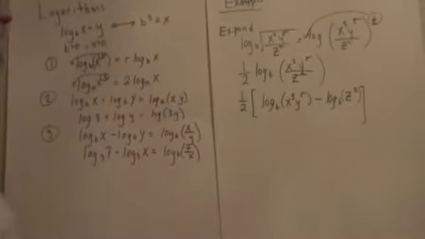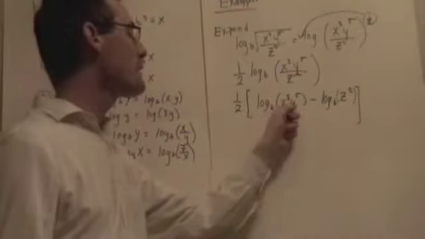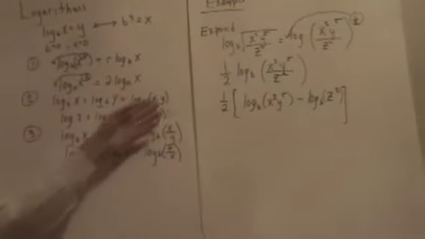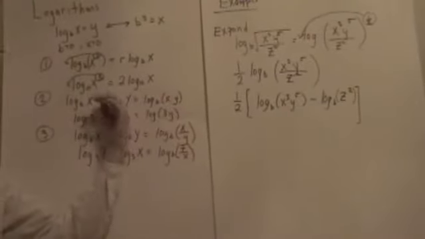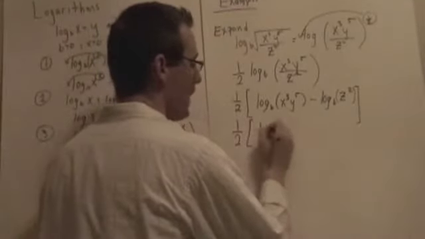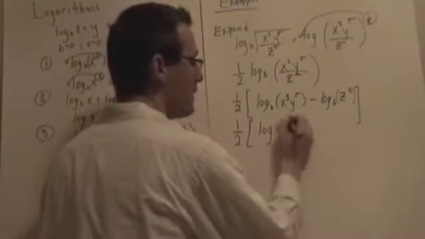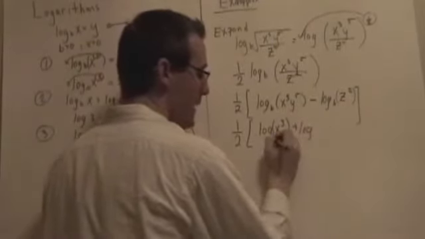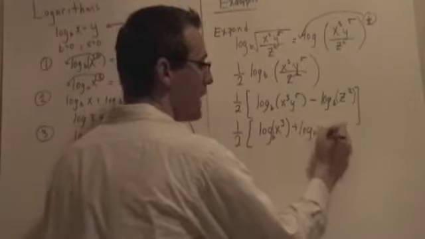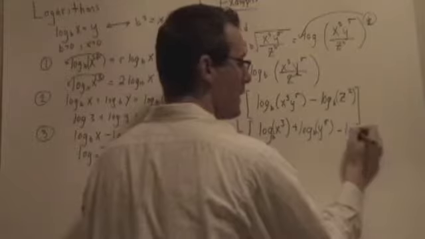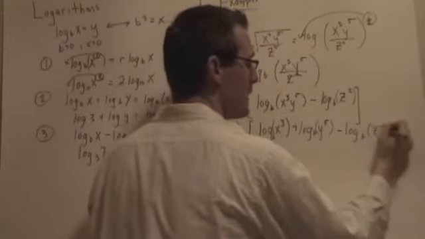Now lastly, there are still two components being multiplied, so we'll expand that using our second property. Again, we're going to go from right to left. So this is going to be 1/2 log base b of x cubed plus log, sorry, I forgot my base b here, log base b of y to the fifth, in parentheses, minus log base b of z squared.